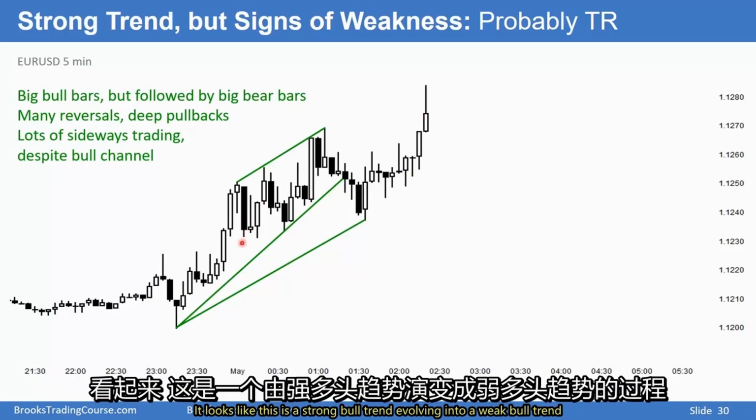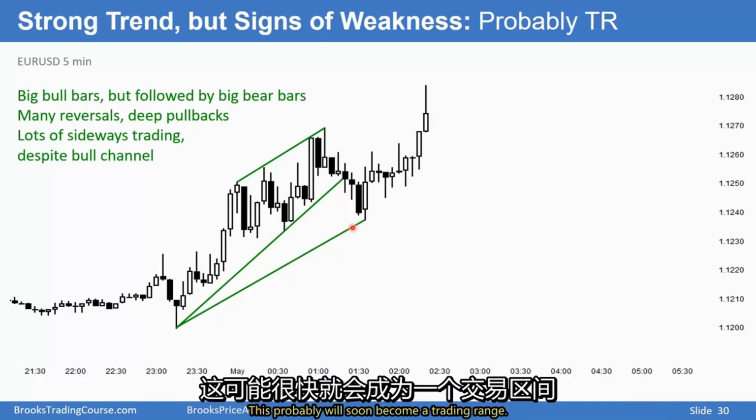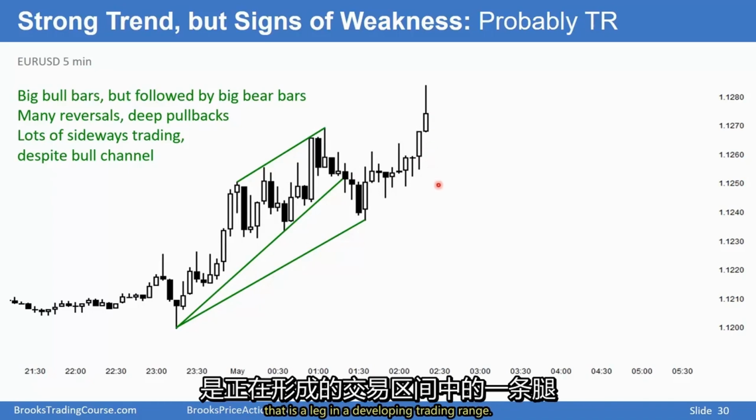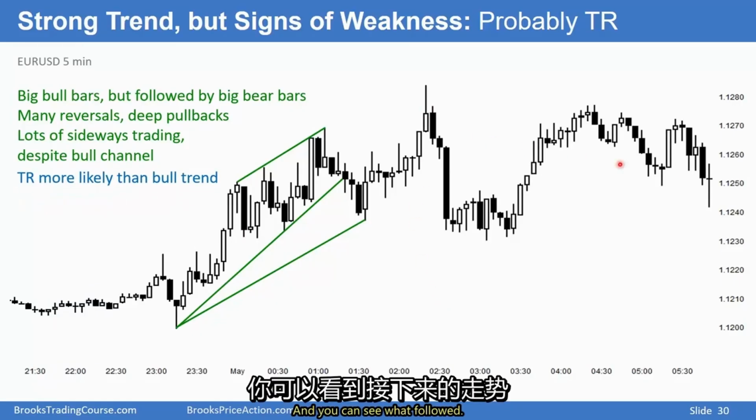It looks like this is a strong bull trend evolving into a weak bull trend, a fairly broad channel. This probably will soon become a trading range. So a bull trend, but probably a bull trend that is a leg in a developing trading range. And you can see what followed.